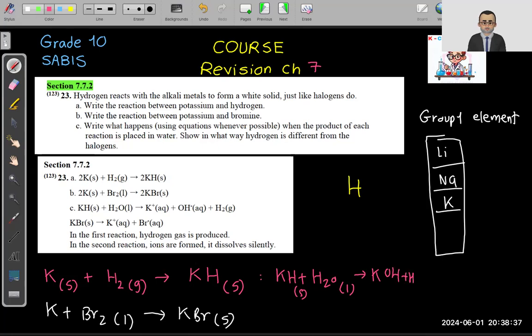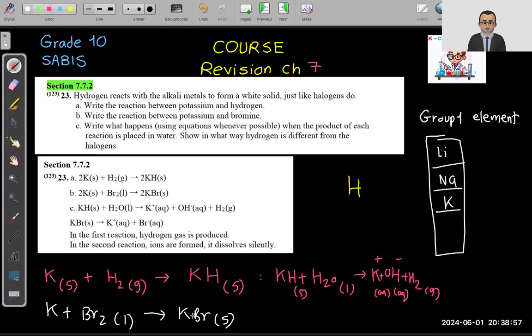KOH and H2. And last time we said that any ionic compound will break down into two ions. So it will be K plus and OH minus. And the hydrogen is a gas. This is soluble in water, so it's aqueous and aqueous. I have to memorize the equation as it is, with all the physical states.